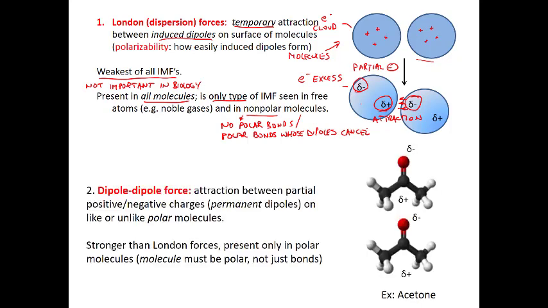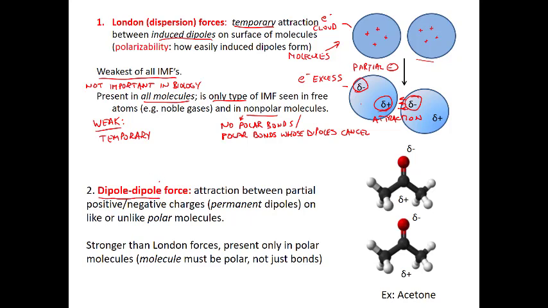All right, so London forces are weak. And the reason that they are weak is because they're temporary. They only exist for a second, and then the electrons just go back to the way they were before, and we no longer have an attraction. The next level up in strength is the dipole-dipole force.